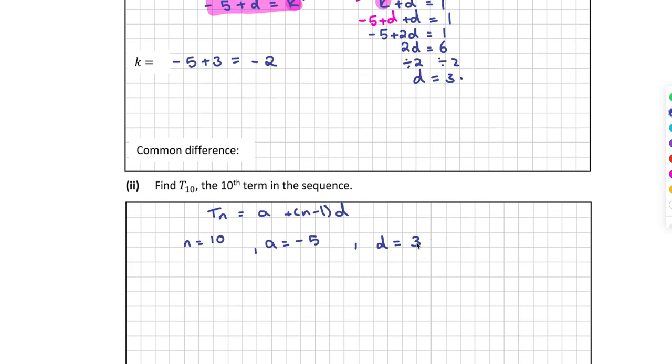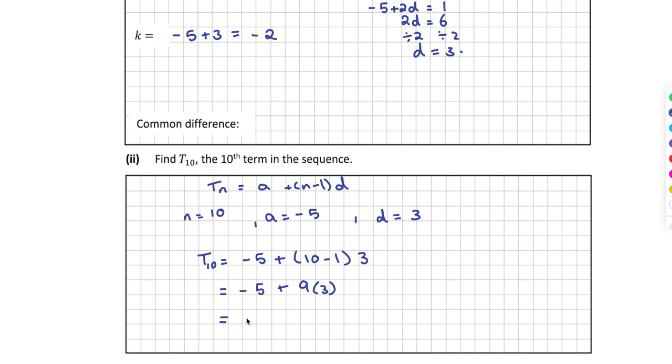So now I'm going to fill everything in. I'm going to do T of n is equal to a, which is minus 5 plus n minus 1. Sorry, we're not doing T of n, we're doing T of 10. So I can actually fill in all the 10s for n's here. Minus 5 plus 10 minus 1 multiplied by d, the common difference, which is 3. Then I'm going to tidy up the brackets first just to make the multiplication easier. So 10 minus 1 is 9. So I'm going to have 9 multiplied by 3. So then I'm going to have minus 5 plus 27. If I tidy that out, I get 22.